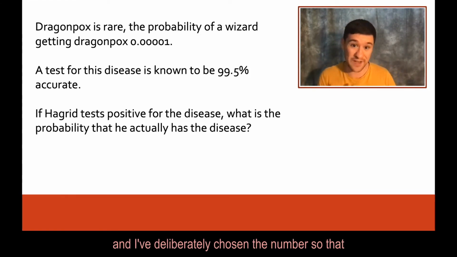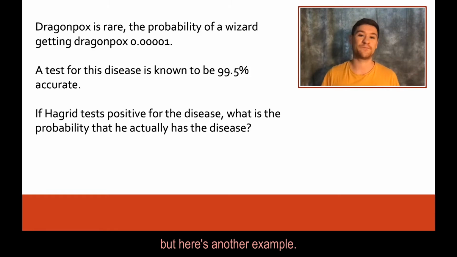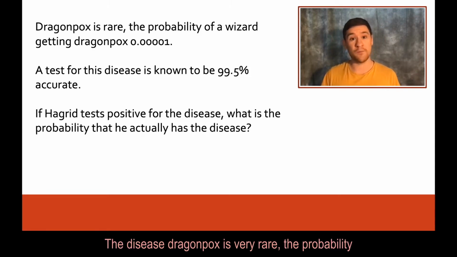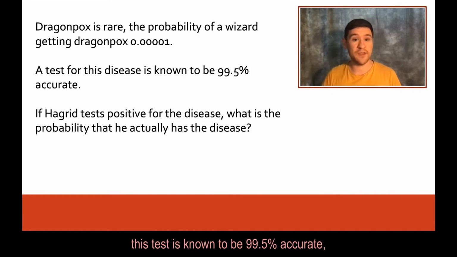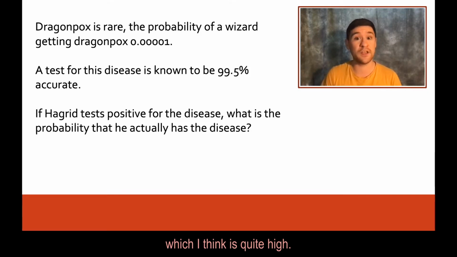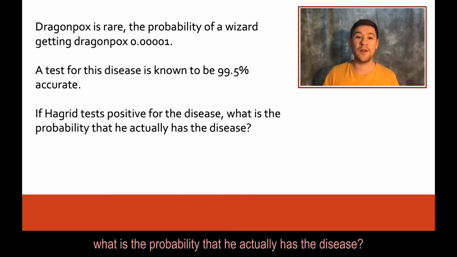Here's another example, and I've deliberately chosen the number so that this is a little extreme. The disease dragonpox is very rare. The probability that a wizard will get dragonpox is 0.00001. It's very rare. There is a test for the disease, and this test is known to be 99.5% accurate, which I think is quite high. If Hagrid tests positive for the disease, what is the probability that he actually has the disease?